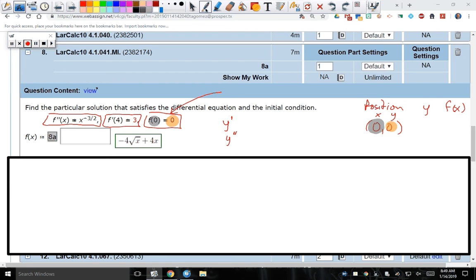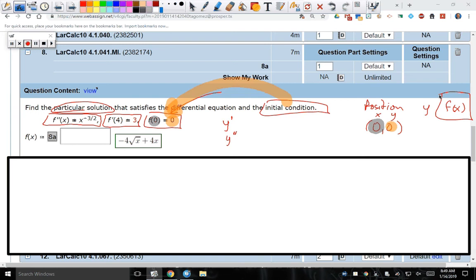All right. So what we're trying to do is find the particular solution that satisfies the differential equation. This initial condition is the point that they give us so that we can solve what is the original f of x equation, okay?